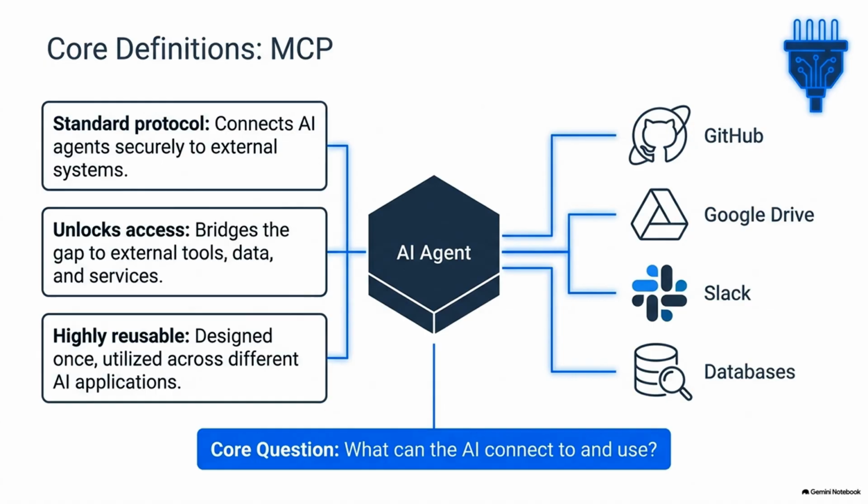MCP is a standard protocol that connects AI agents to external systems. It's what unlocks access, the gap between an AI model and the tools, data, and services it needs to actually do something in the real world. Think databases, GitHub, Google Drive, Slack. It's designed to be highly reusable. You build the connection once, and any AI application can plug into it. The core question MCP answers is simple. What can the AI connect to and use?